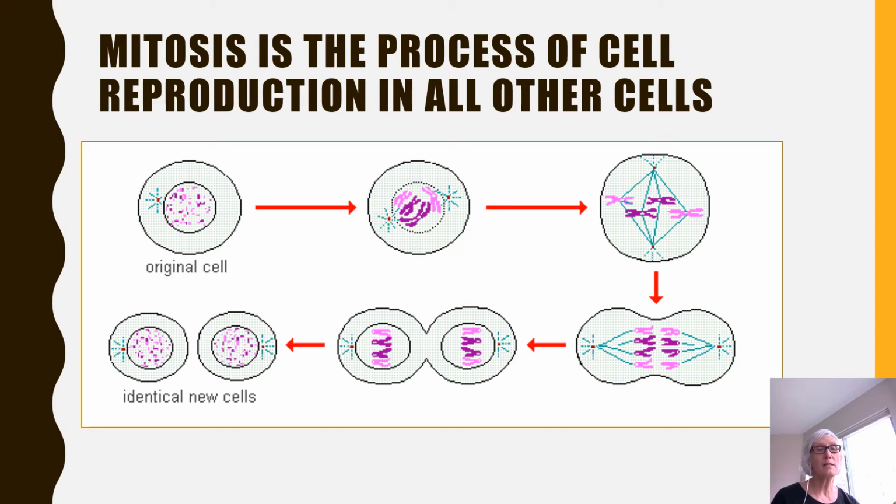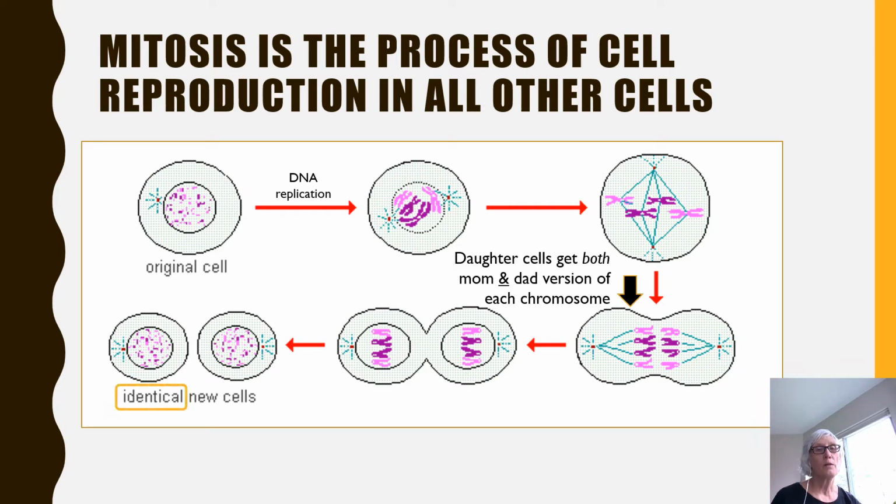Mitosis is the process of cell reproduction in all of our other cells, in the non-gametes, in the non-sex cells. We start out with an original cell that undergoes DNA replication, so each of the chromosomes, mom and dad, are copied. Those chromosomes are distributed such that the daughter cells get both a mom copy and a dad copy of each chromosome. This produces two daughter cells that are identical to one another. Sometimes we refer to these as clones.